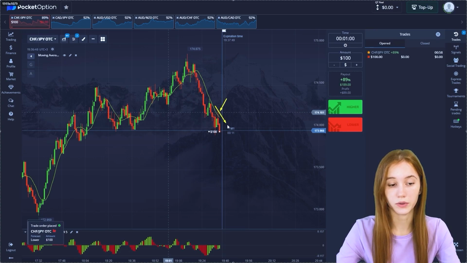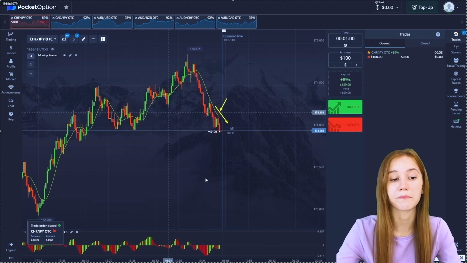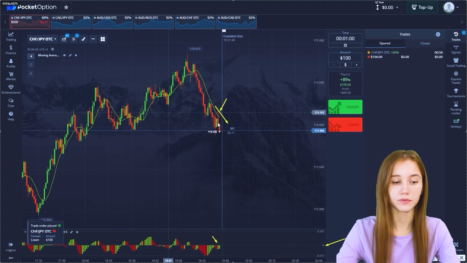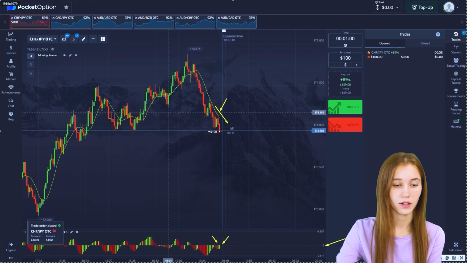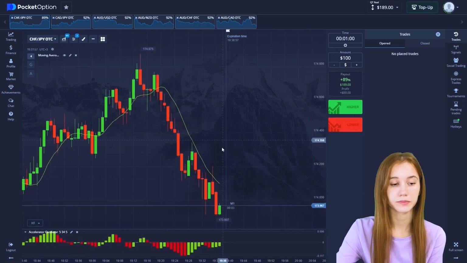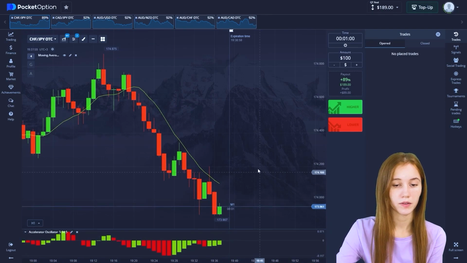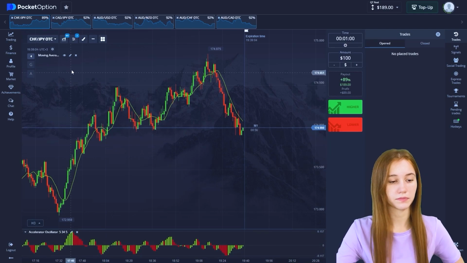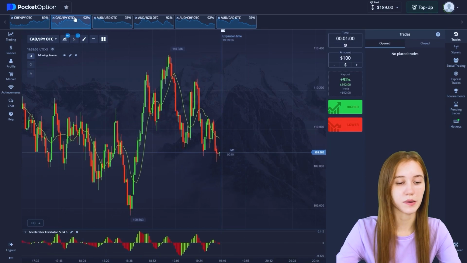Moving average is going down. Lower this indicator, lower this line. 2 green bars we see also here, a descending trend, and then there are going to be red bars. So we see plus, good, $189. We move on to the next deal.